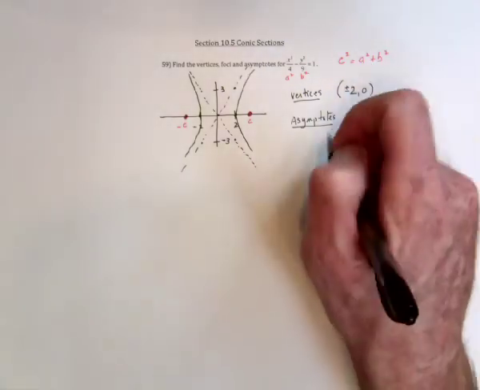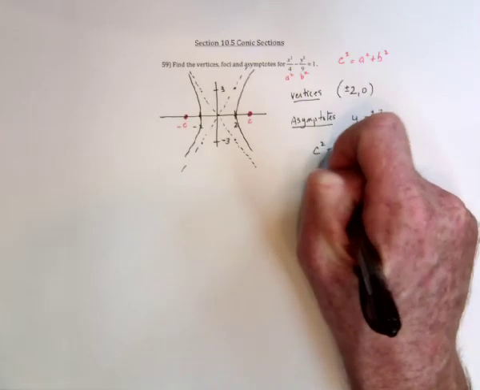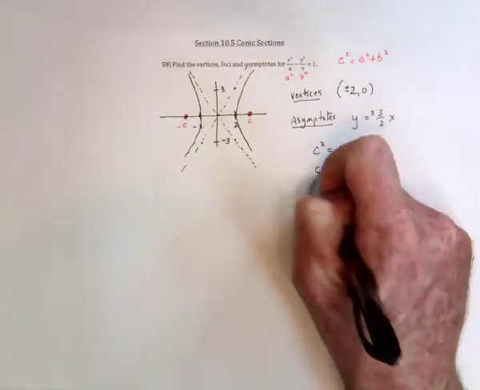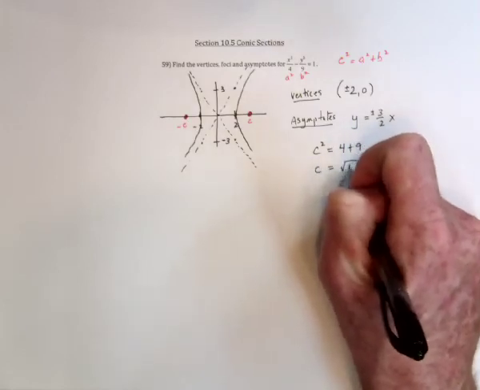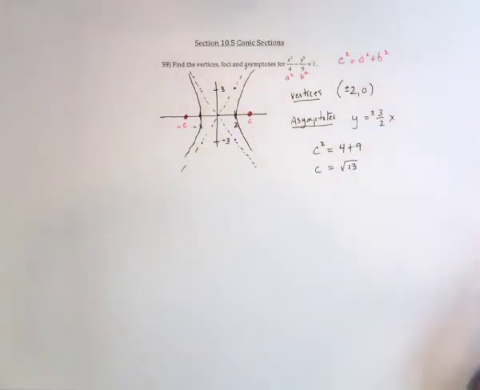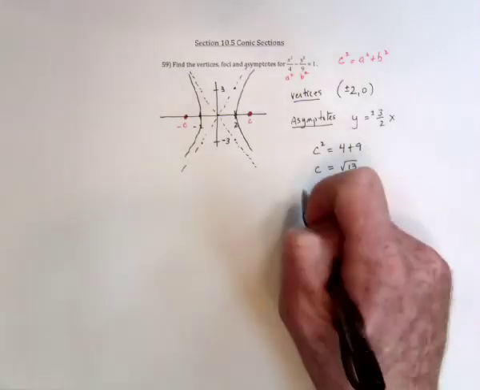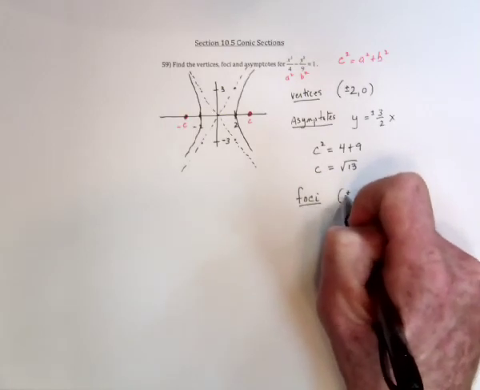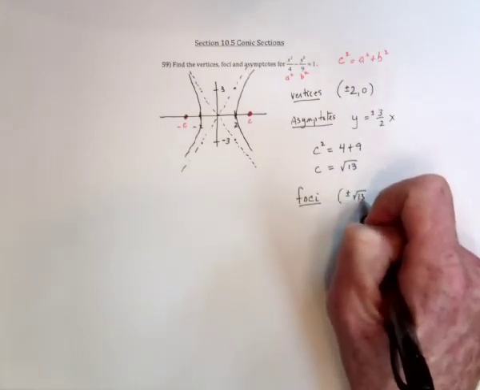So we would have that c squared is equal to the 4 plus the 9. So that's going to be that c is the square root of 13. So that's where the focus points are going to be. Plus or minus the square root of 13, comma 0.